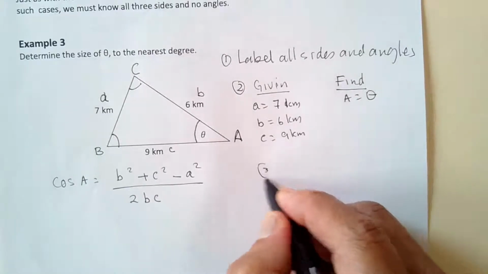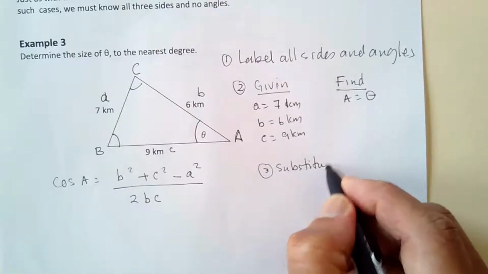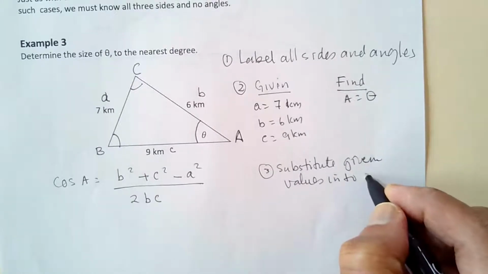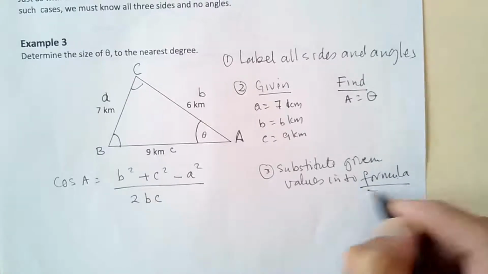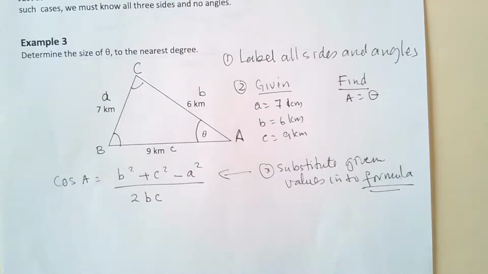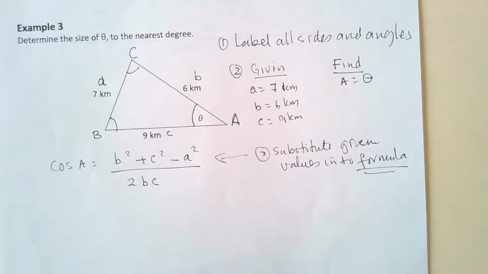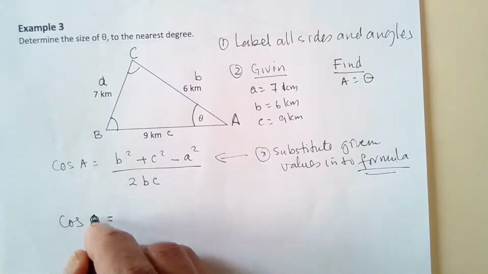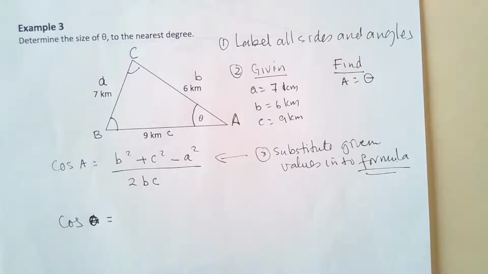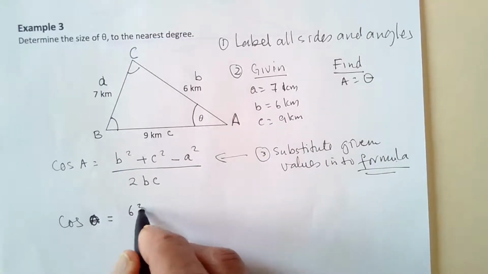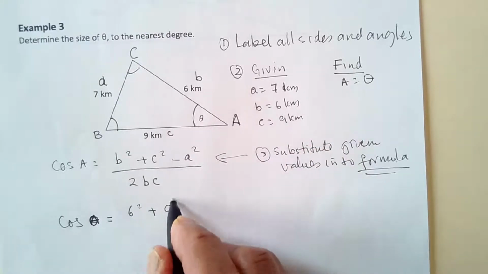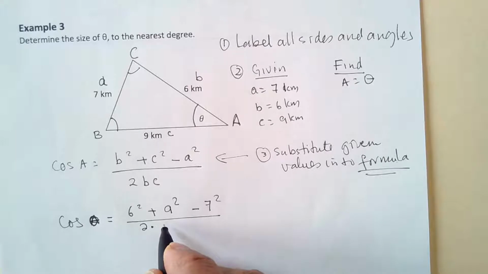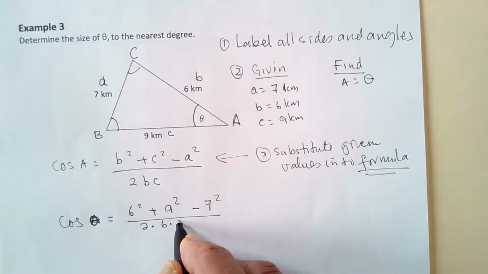The next step, step 3, substitute given values into the formula, which is cos angle A, or we could write theta, equal to B squared, which is 6 squared, plus C squared minus A squared, divided by 2 times B, which is 6, times C, 9.